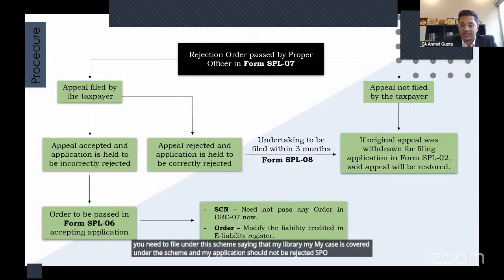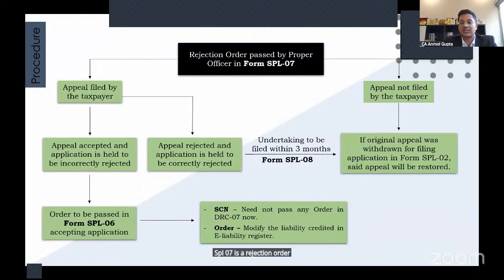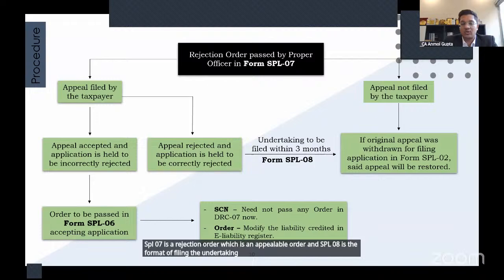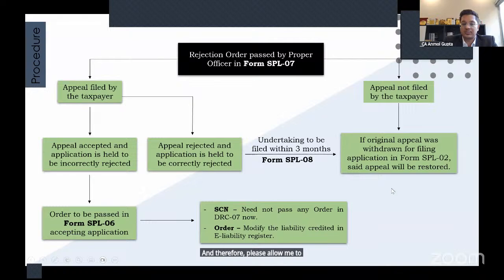SPL 05 is the acceptance order. SPL 06 is an acceptance order by the first appellate authority. SPL 07 is a rejection order, which is an appealable order, and SPL 08 is the format of filing the undertaking that I will not further file any appeal against this appellate order, and I accept that my application is not liable to be accepted under this scheme, and therefore please allow me to restore my original appeal.